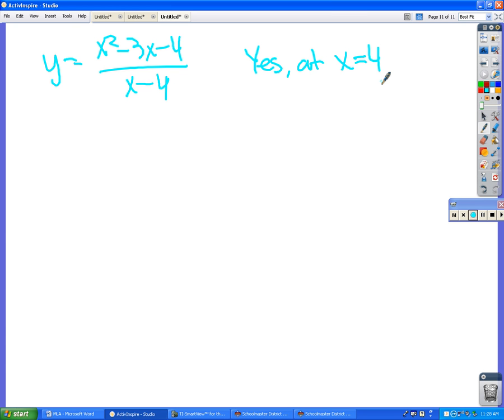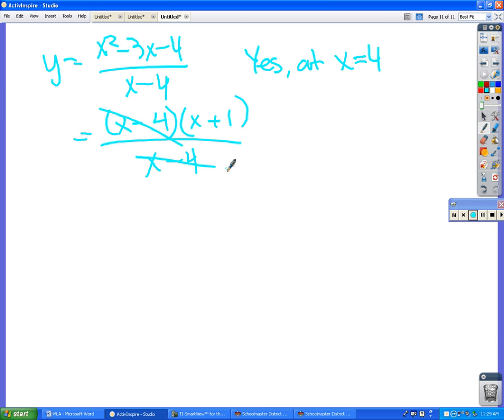How do you know? Okay, I have to factor the top. You guys can't cancel the -4s. You got to get that out of your head. I can only cancel when it is multiplication. So I'm going to take x squared minus 3x minus 4 and factor it into -4 and 1. Okay, is it a removable discontinuity? Yes, because the x minus 4s can cancel. So my answer is yes, there's a discontinuity at x equals 4, and it is removable.